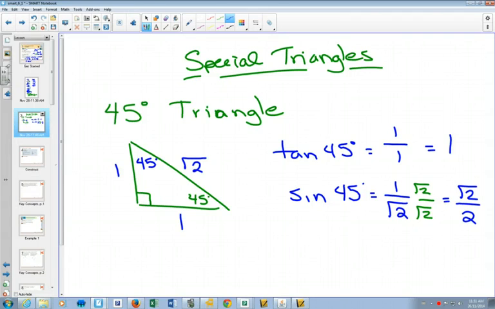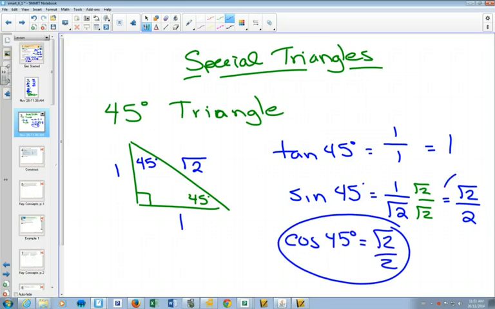Type root 2 over 2 into your calculator. You get decimal 0.707 and so on. Type sine of 45 into your calculator. That's right. They're the same. So now you can figure out sine of 45 is root 2 over 2 without your calculator. And can you see that cos is going to be identical? Cos of 45 is root 2 over 2 as well.